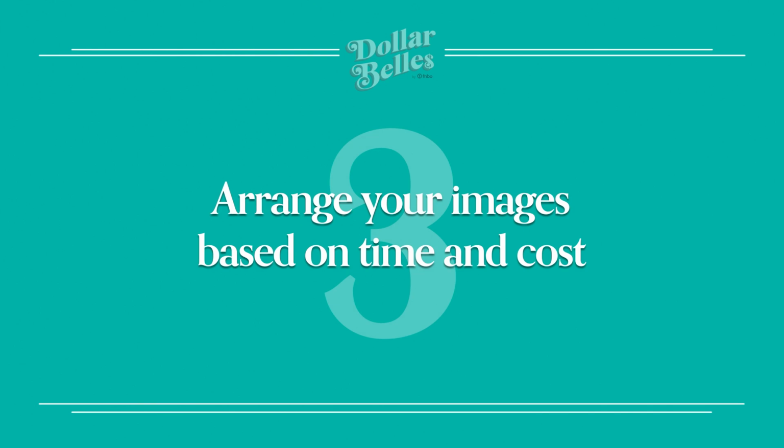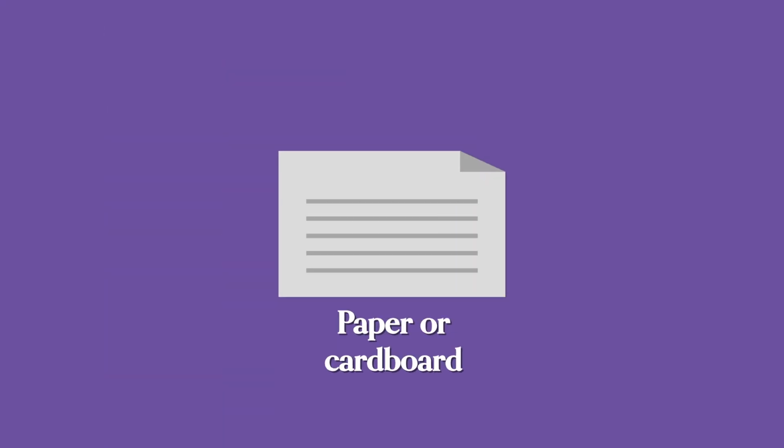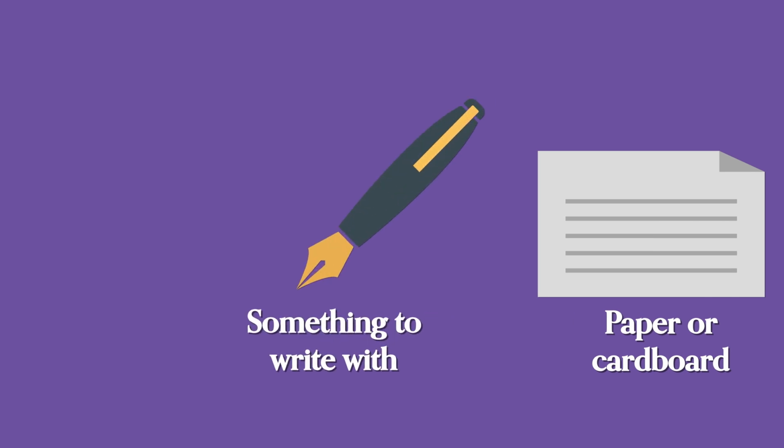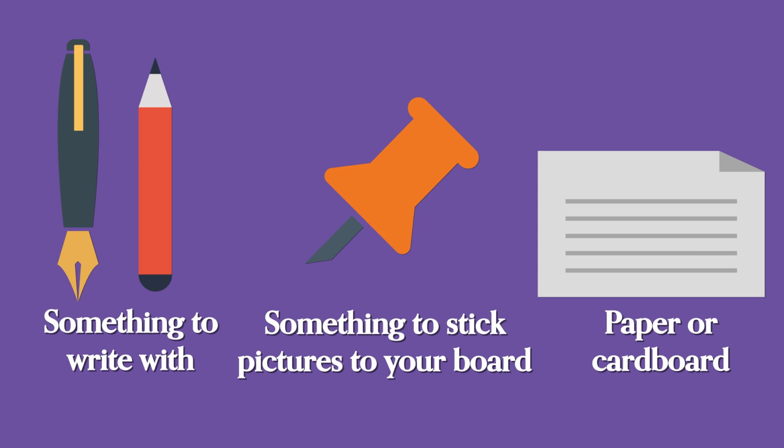Arrange your images based on time and cost. Once you've picked out your images, you only need a few more items to start creating your vision board. You'll need a piece of paper or cardboard that's big enough to display the images you've selected. Sometimes people use a bulletin board type surface, but it's really up to you. Something to write with, like a pen, pencil, or marker. And something to stick your pictures to your paper or cardboard, like a glue stick, tape, or thumbtacks.